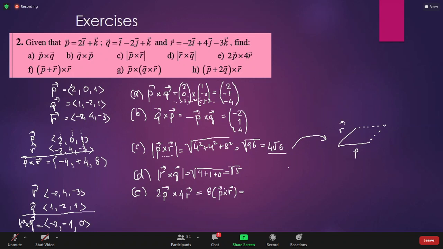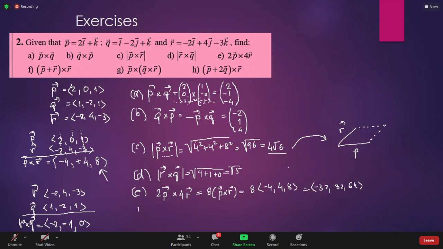So this would be 8 times the vector minus 4, 4, 8, minus 4, 4, 8. And that is, we have minus 32, 32, 64. And that's it. We didn't have to multiply the vectors by numbers and multiply them again, because we already have what we need.